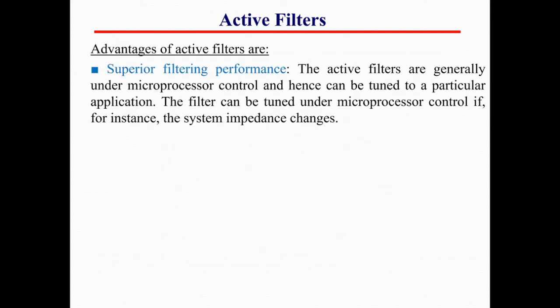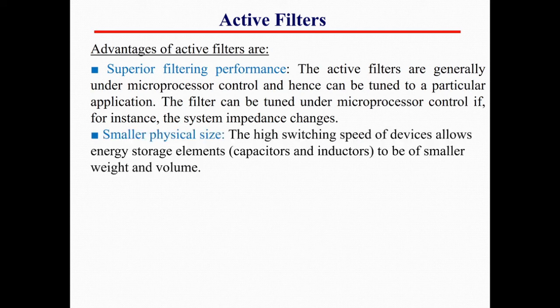The following are the advantages of the active filter. Superior filtering performance. Active filters are generally under microprocessor control and hence can be tuned to a particular application. The filter can be tuned under microprocessor control if, for instance, the system impedance changes. So the change can be detected, and then again the microprocessor control will do the required adjustment such that the filtering process will be very smooth.